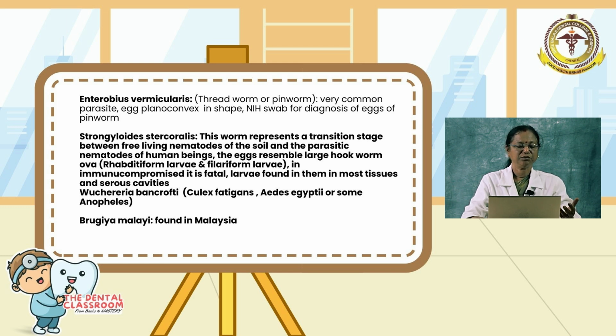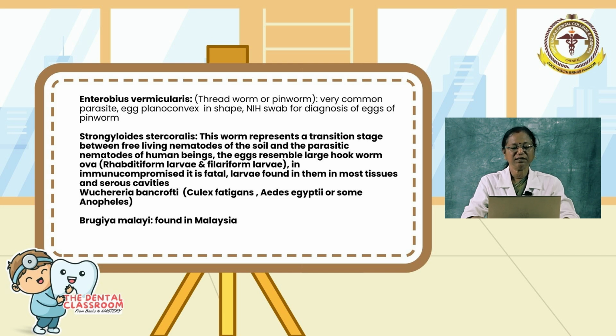And the infective form of this particular roundworm, Ascaris lumbricoides, is the egg, while the infective form of the hookworm is the filariform larva.